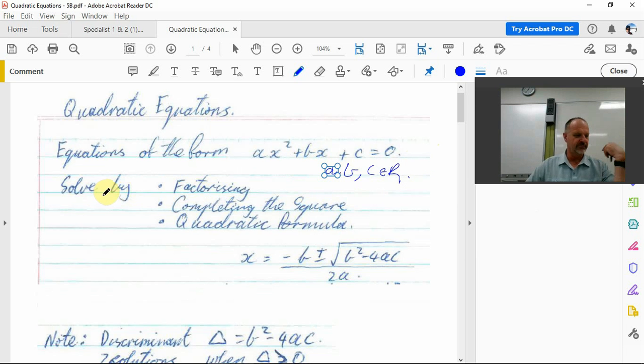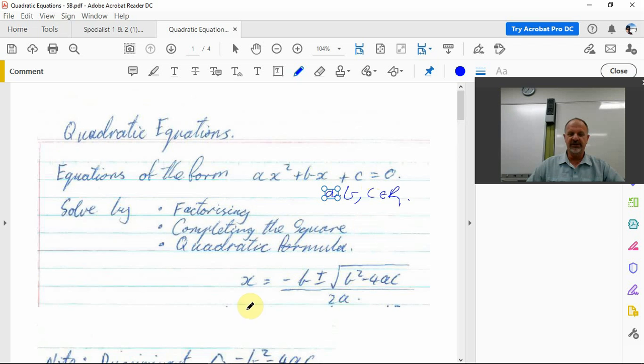So there's a few different methods that we can use. Factorising would be one way, factorise then the null factor law. The second one, completing the square, again completing the square to then factorise to then use the null factor law. Or thirdly, the quadratic formula, which is this one here, negative b plus or minus the square root of b squared minus 4ac all over 2a.